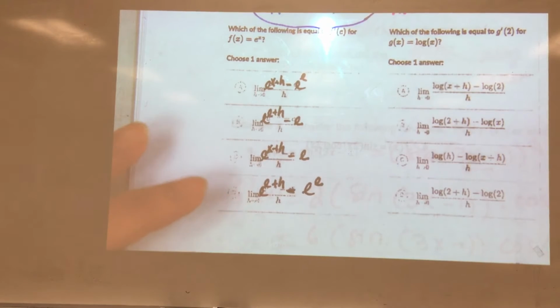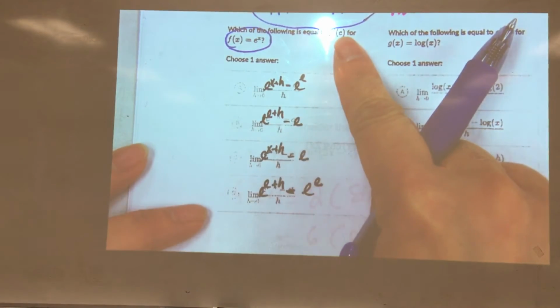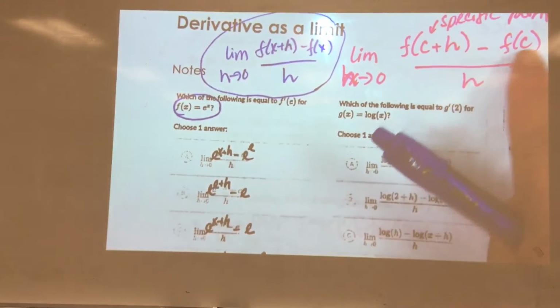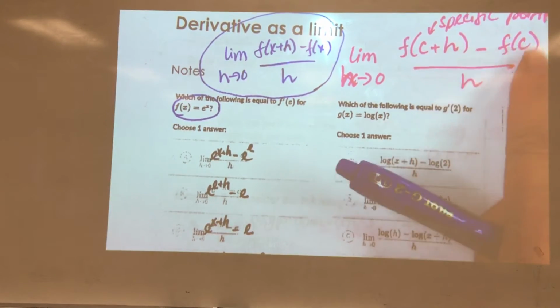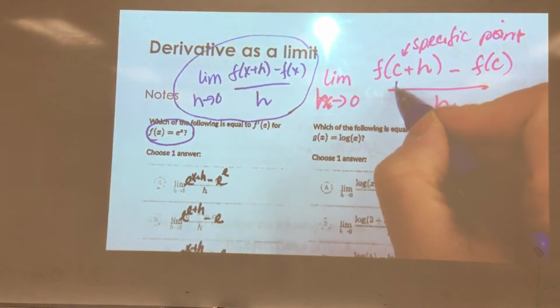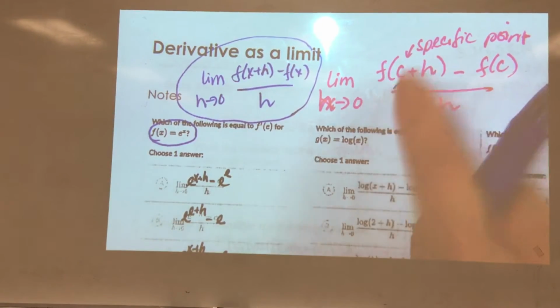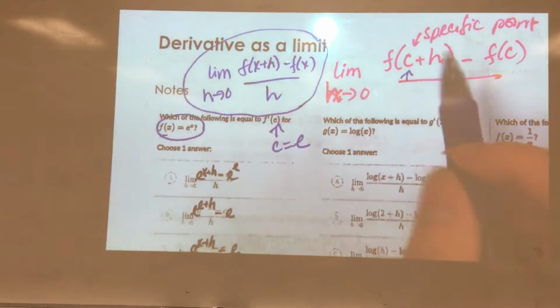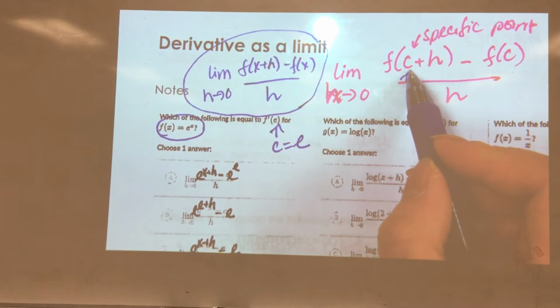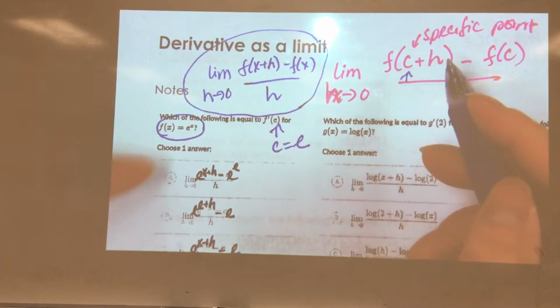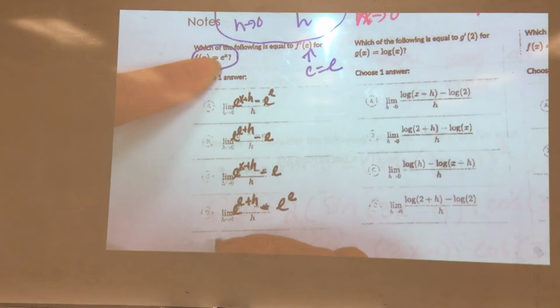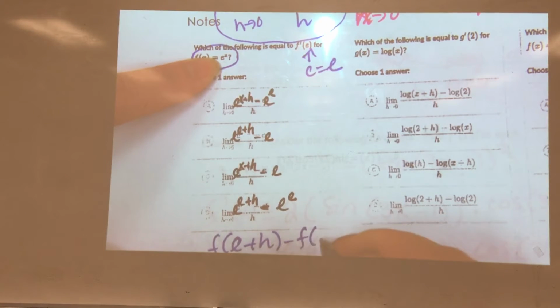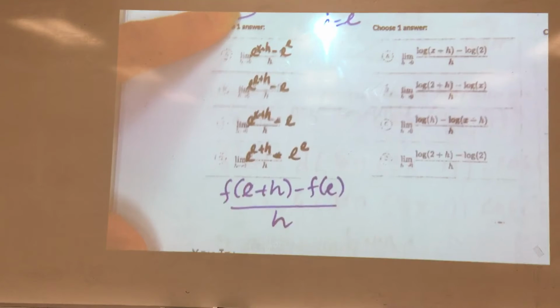Okay. If I look at this one, the function is e to the x at e. So I'm going to use this right here, f of c plus h minus f of c. The c is the point that's given to you. In this case, e is c. So I'm just going to plug it in. Anywhere that I have x values, I'm going to replace with e. So right here, f of e plus h minus f of e over h. That's the one that I want.